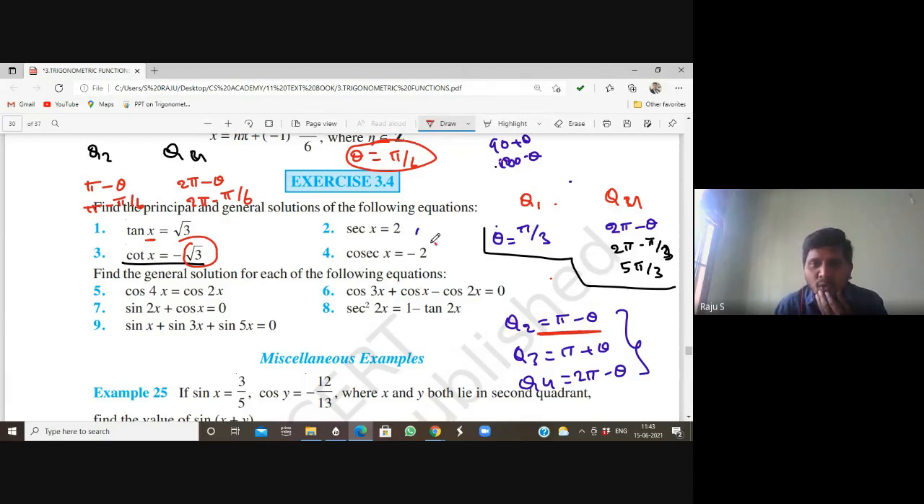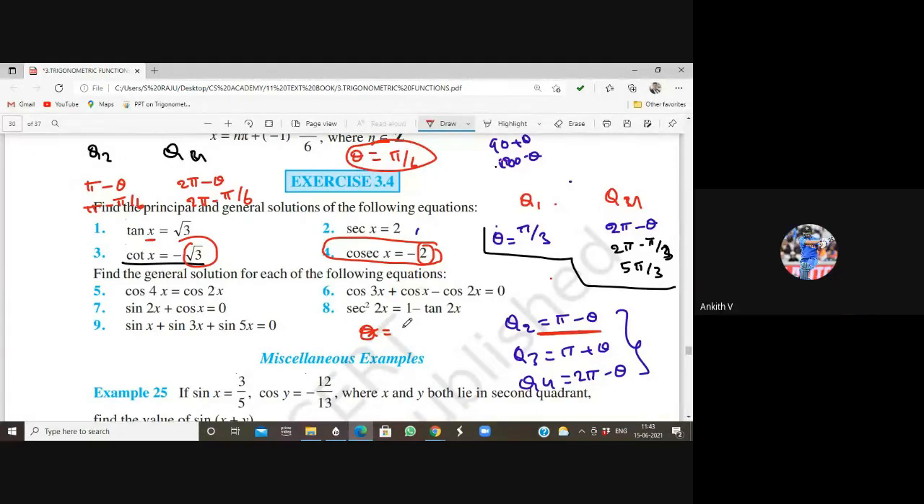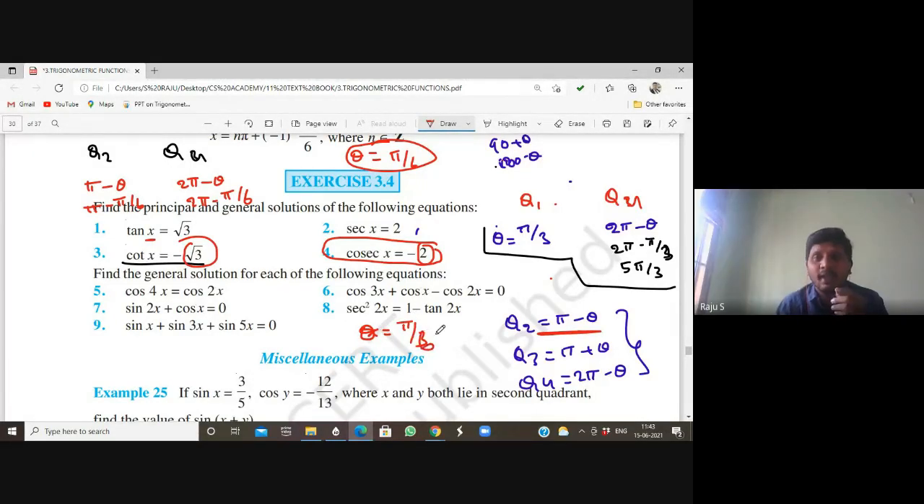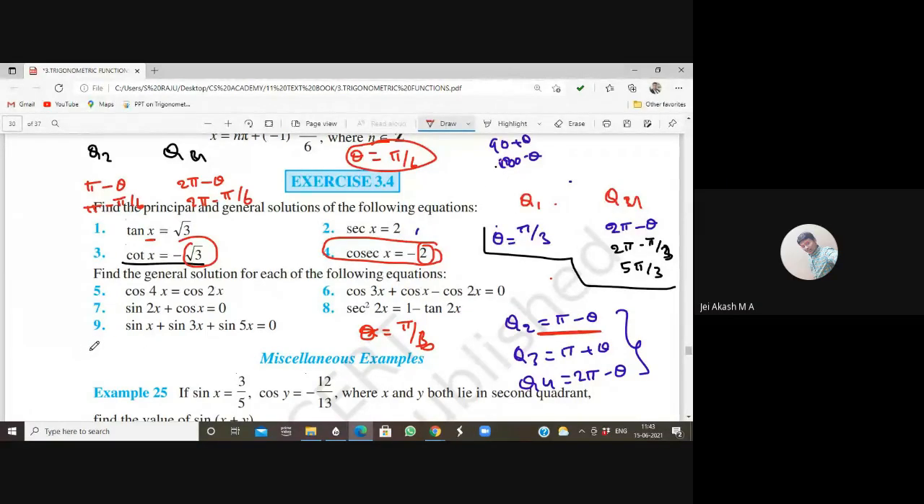Okay, in the same way, cosecant x is equal to minus 2 is there. Just take plus 2. When cosecant is plus 2, for what value of x? For what value of theta? 30, again 30. Pi by 6. Again, cosecant x is negative in which quadrant? Third and fourth, sir.